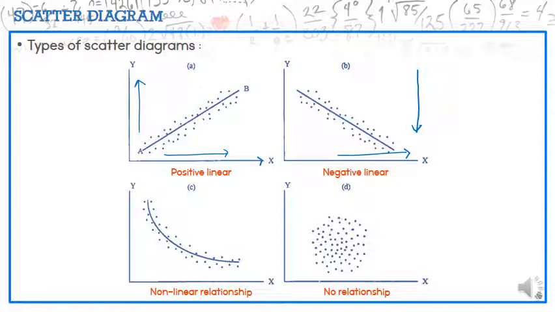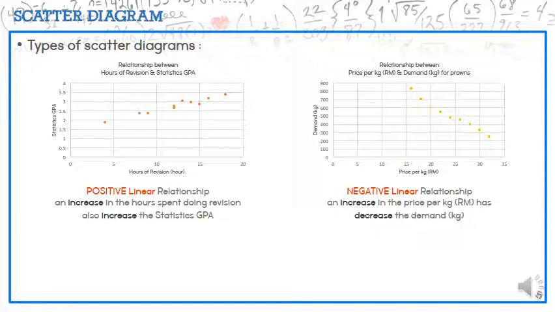In C, we can see that there is a pattern between these two variables, but it is not linear. So this is a non-linear relationship, and we are not going to discuss this in this video. And last but not least is diagram D, where we can see that there is no obvious pattern between x and y. Thus, we can conclude that there is no relationship between x and y. Okay, a few more examples.